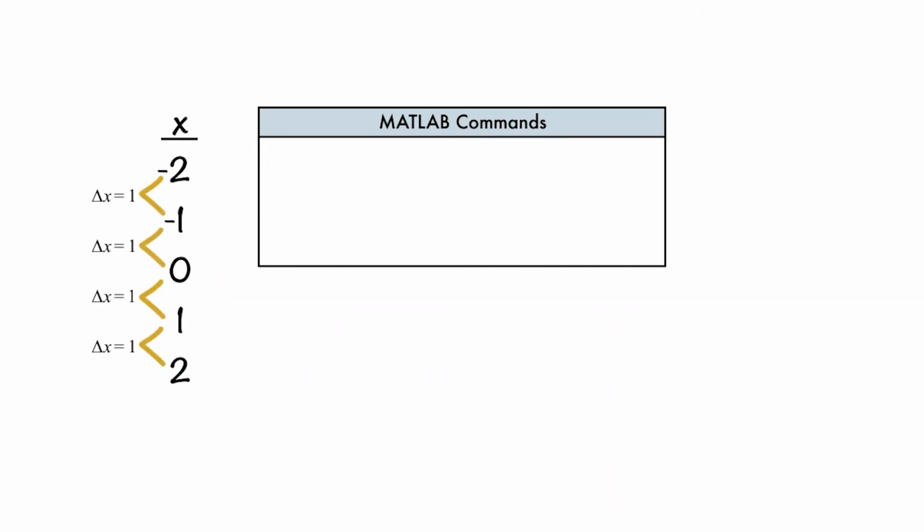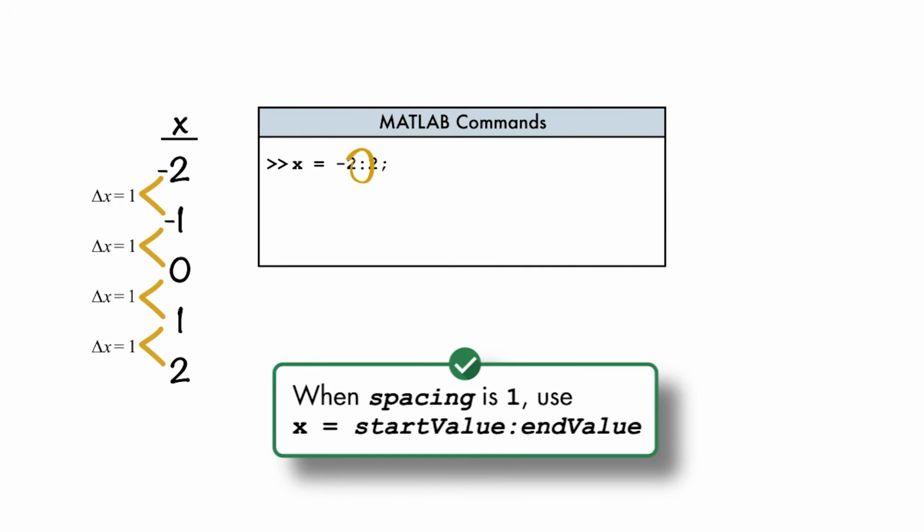Remember that vector where the spacing was 1? A spacing of 1 is so common there's a shortcut for it. We define only the start and end values separated by a colon to create the vector. A spacing of 1 is assumed.